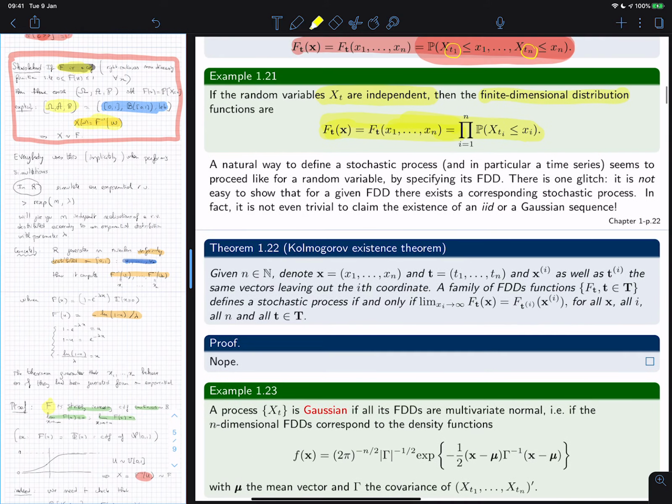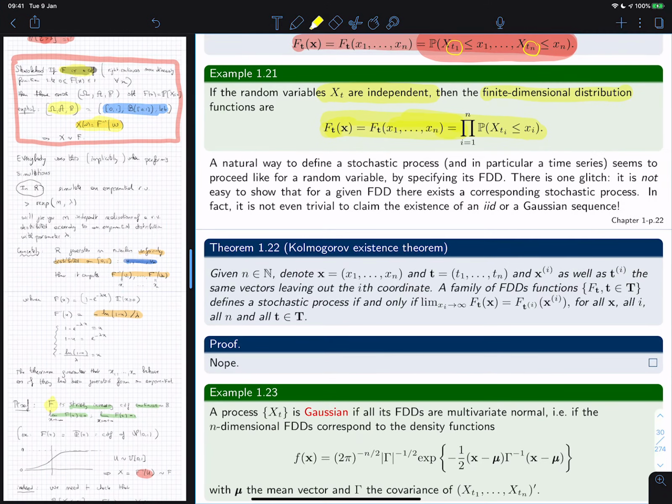Well, it would be natural to define a stochastic process, and therefore also a time series, by specifying the finite dimensional distribution. There is just one small glitch in this theory, is that it is really not easy to show that for a given FDD there exists a corresponding stochastic process. In fact, it is not even trivial to claim the existence of an IID process. It is not even trivial to claim the existence of an IID sequence. That's how delicate this kind of stuff is.